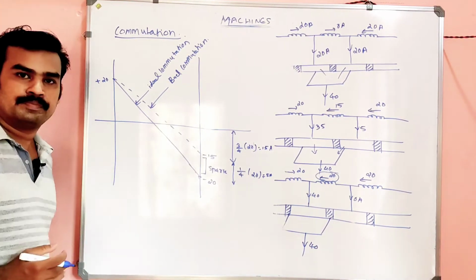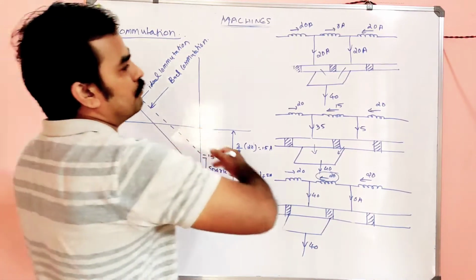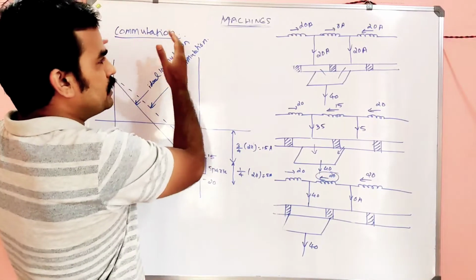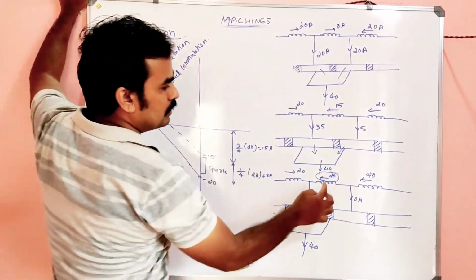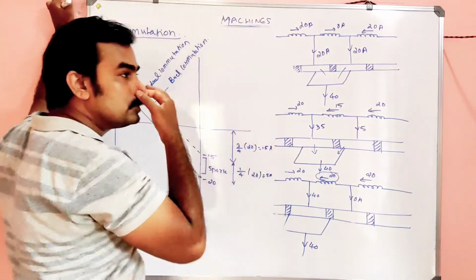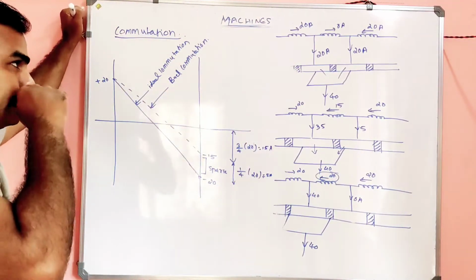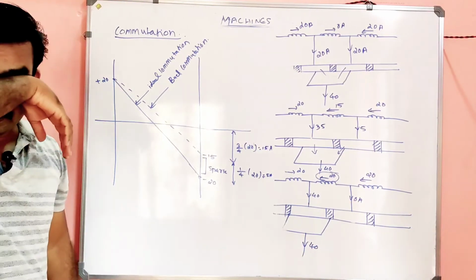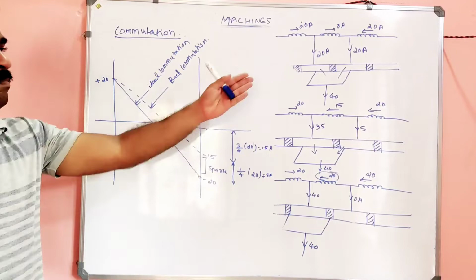Listen, my dears. So this is the concept of an ideal commutation process that I already explained. From plus 20 towards the right to the complete reversal, minus 20 happened. In between, 0 also came. So we concluded that inside the coil, there is an induced EMF which is alternating in nature.